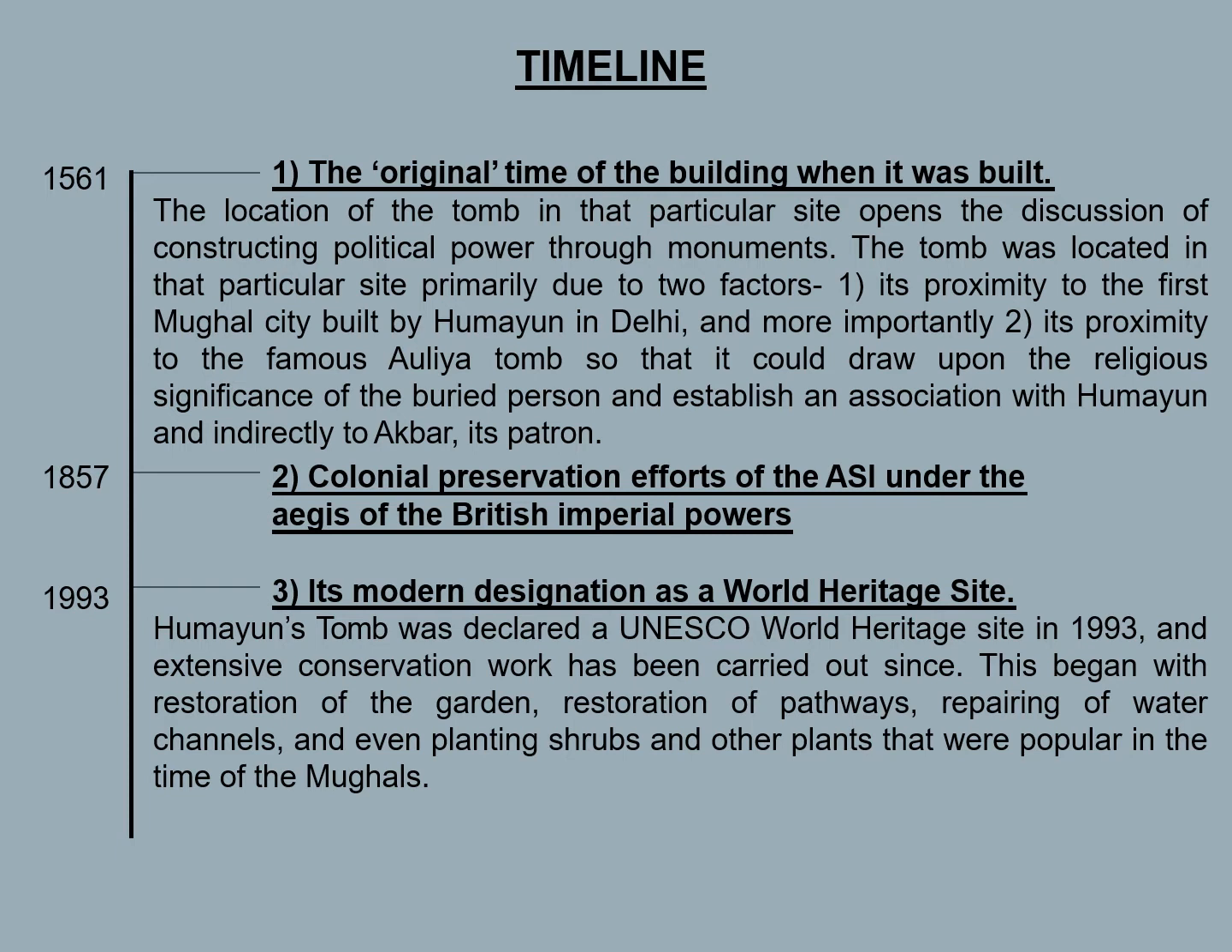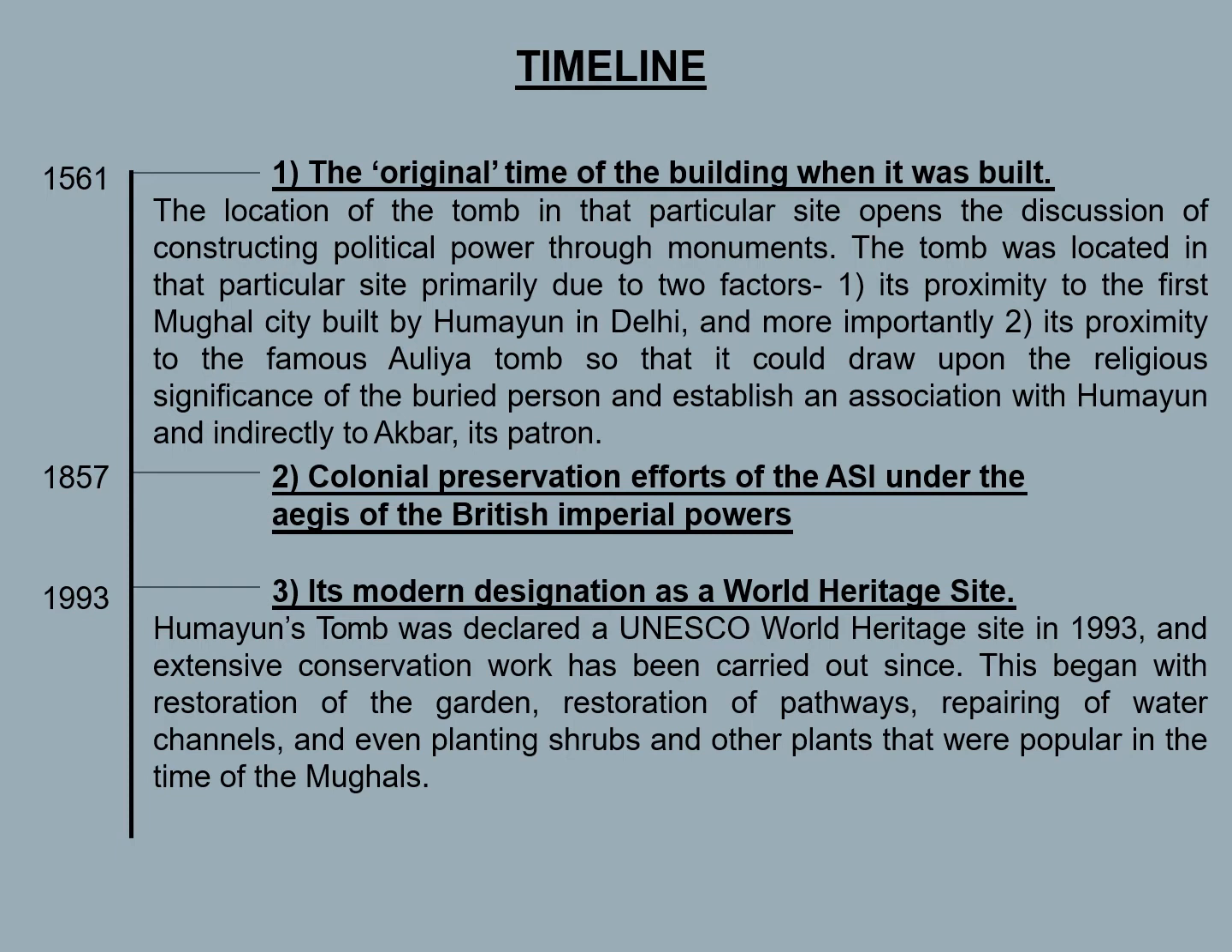The tomb was located in that particular site primarily due to two factors. First is its proximity to the first Mughal city built by Humayun in Delhi, and more importantly, it is famous Aulia tomb so that it could draw upon the religious significance of the buried person and establish an association with Humayun and indirectly to Akbar, its patron.